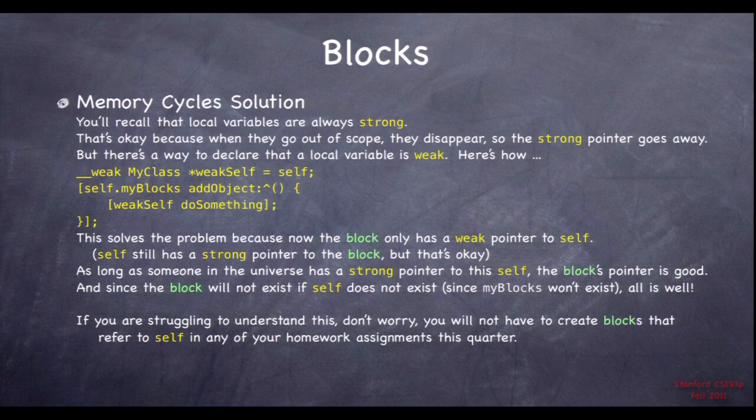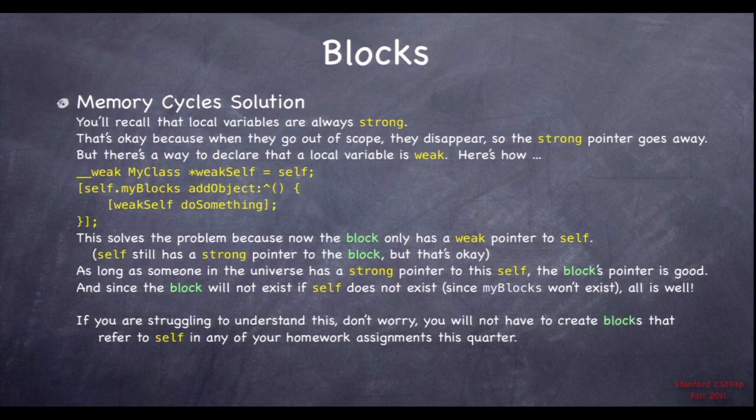And then we use the weak self inside the block. Now the block does not have a strong pointer to self. It has this weak pointer. Make sense? And so now we're fine, because once we go away out of the heap, the block can go away too, because we're allowed to go away since the block's not pointing to us strongly. So once everyone else who's pointing to us strongly goes away, then our block can go away too.